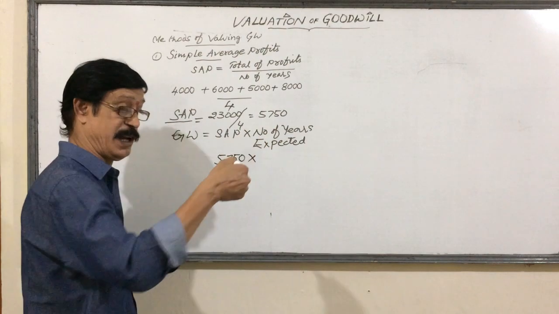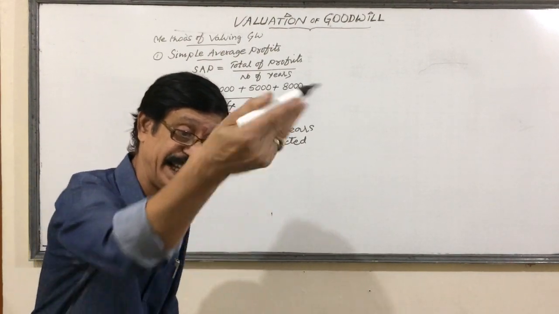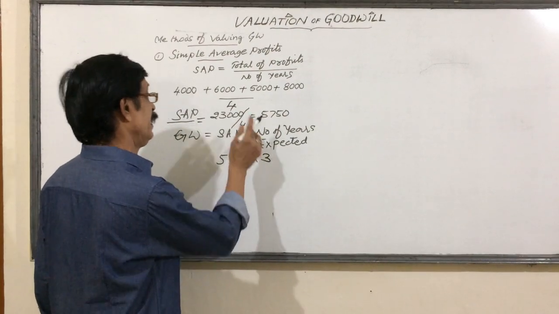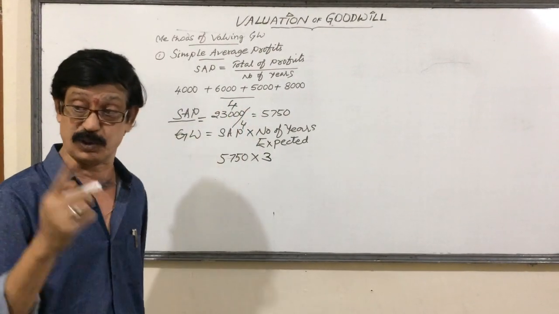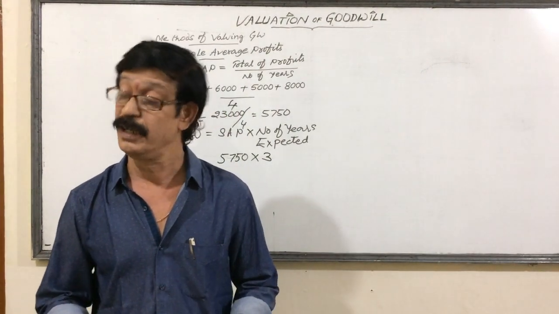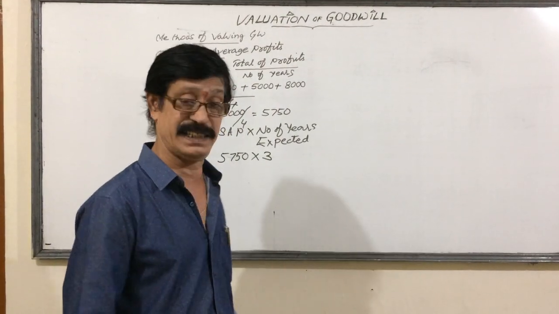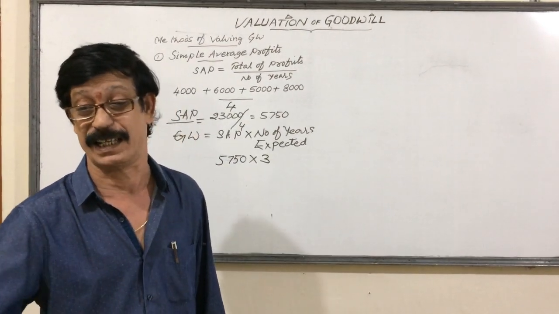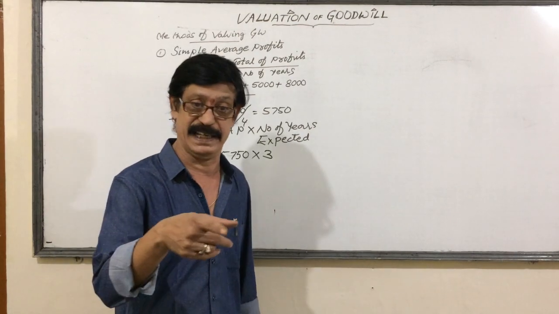Suppose the same level of profits we are expecting for the coming 3 years. You have to multiply with 3. Not this 4. That 4 is the total of years divided by number of years. Total of profits divided by number of years. But here, how many years we are expecting the same level of profits in the coming years.